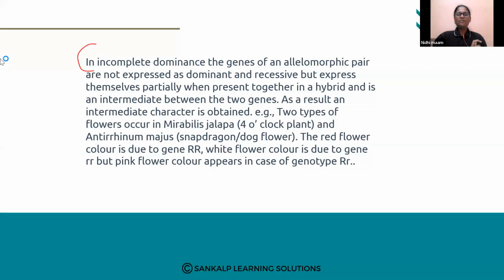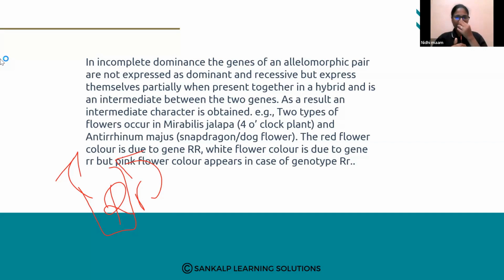In incomplete dominance, the genes of allelomorphic pair, that is, the alleles, red and white, are not expressed as dominant and recessive, but they will express themselves partially here. It is not a dominant, it will also express partially. So both together will give a different phenotype.